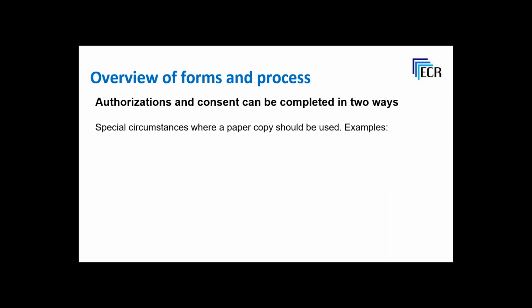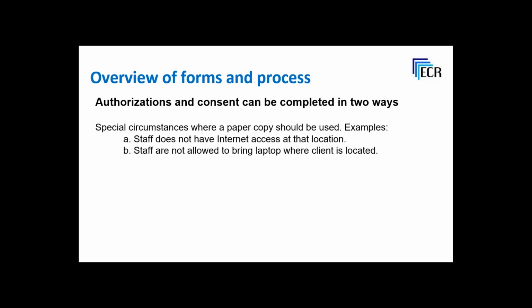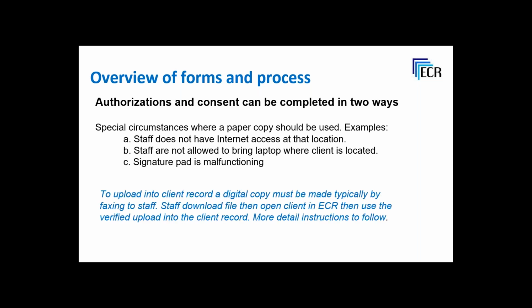Authorizations can also, under certain circumstances, be done on paper copies. So here are some examples. Staff does not have an internet connection at that location. Staff are not allowed to bring laptops where the client is located. The signature pad may malfunction. To upload into the client record, a digital copy must be made, typically by faxing or emailing to staff. Staff then download the file, open it in the client's record in ECR, then use the verified upload into the client record. More detailed instructions will follow.